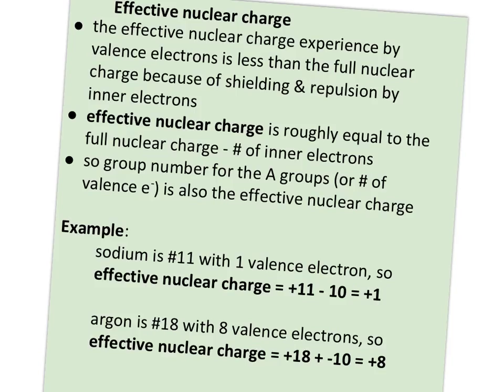So for example, sodium is number 11 with 1 valence electron. So you take that positive 11 minus the 10 inner electrons, and its effective nuclear charge is plus 1. Argon over on the other end, number 18, has 8 valence electrons. So its effective nuclear charge is going to be plus 8 because you subtract the 10 inner electrons.